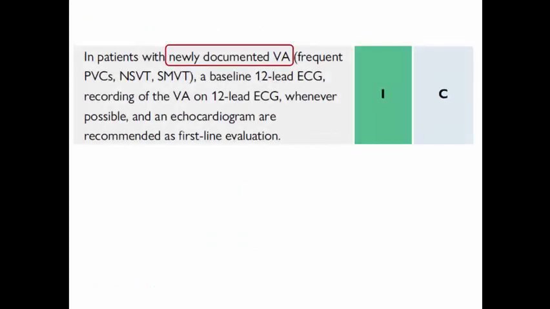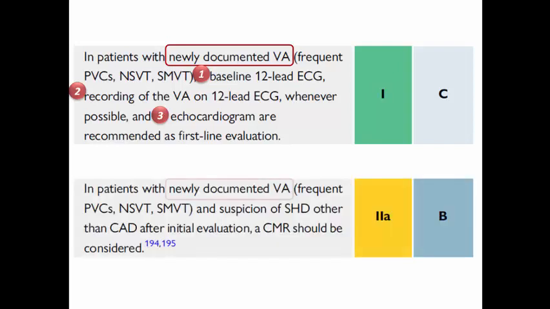First of all, there is a general recommendation that any patient with newly documented ventricular arrhythmia should have a first-line investigation at baseline: 12-lead ECG to detect any features of underlying structural heart diseases or channelopathies. Recording of the ventricular arrhythmia on 12-lead ECG whenever possible, and an echocardiogram to exclude structural heart diseases. Then, if the patient has suspected structural heart disease other than coronary artery disease, a cardiac MRI using gadolinium should be considered to confirm the diagnosis, risk stratify, and assess the extent of the scar.